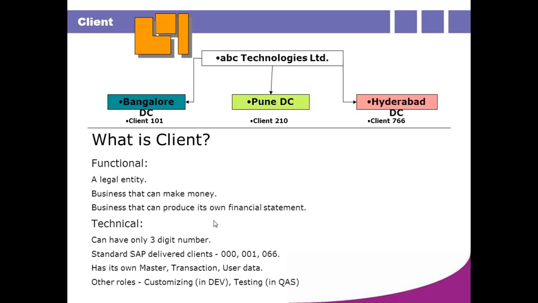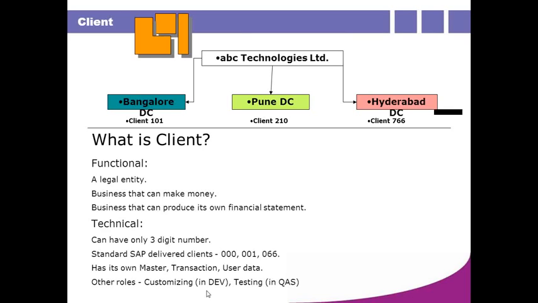That means totally maximum we can create up to 1000 clients. So 000 to 999. Among them already 3 are there. Apart from that, any other client you can use. Usually we never use these 3 default clients for the business perspective.